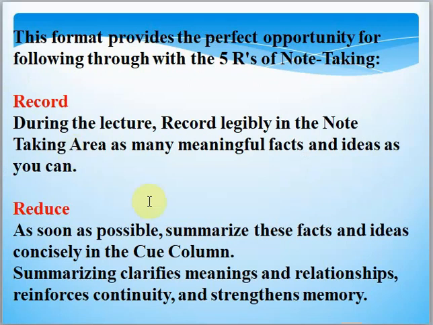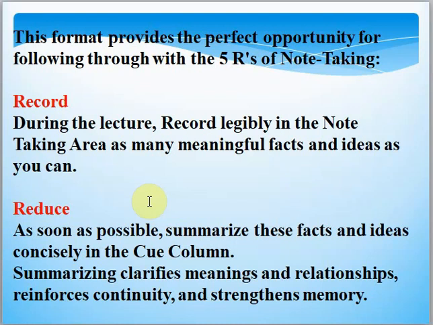There are five very important steps in this Cornell method. First, that is the record. During the lecture, record legibly in the note-taking area as many meaningful facts and ideas as you can. When we are attending a lecture, also we have seen the features of note-taking. According to it, we have to take down all important points and facts of that lecture.